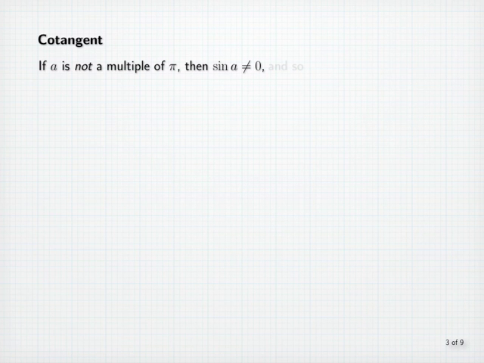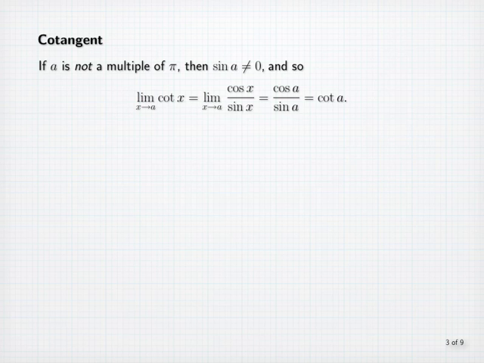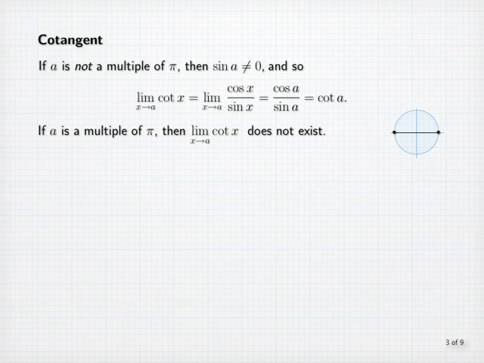The cotangent function. If a is not a multiple of pi, then sine a is not 0, and so the limit as x approaches a of cotangent x is equal to cosine of a divided by sine a, which equals cotangent a. If a is a multiple of pi, then the limit as x approaches a of cotangent x does not exist, because the numerator approaches either plus or minus 1, while the denominator approaches 0.